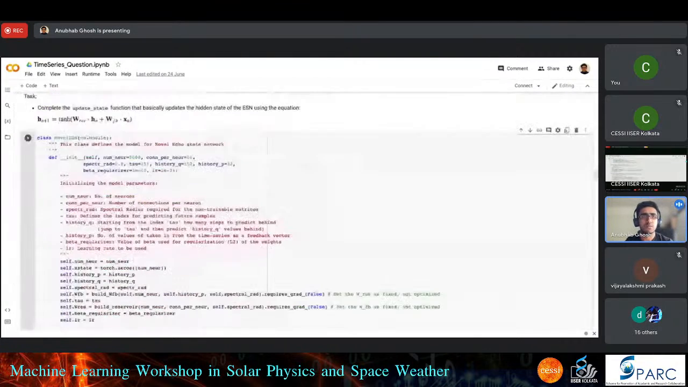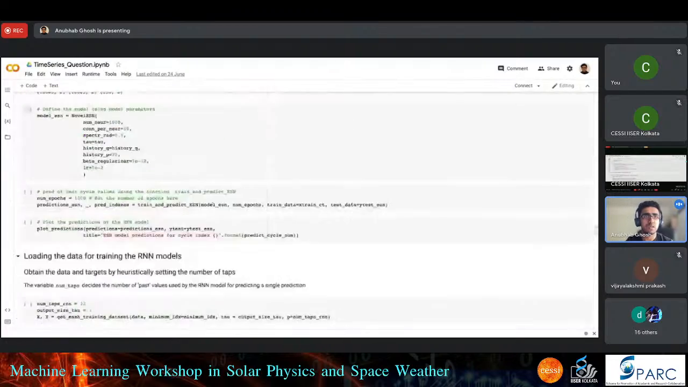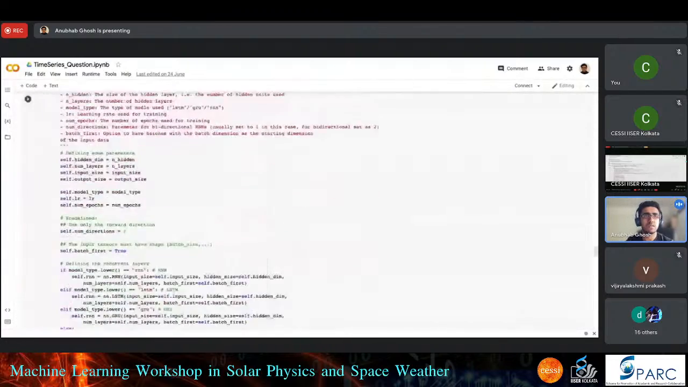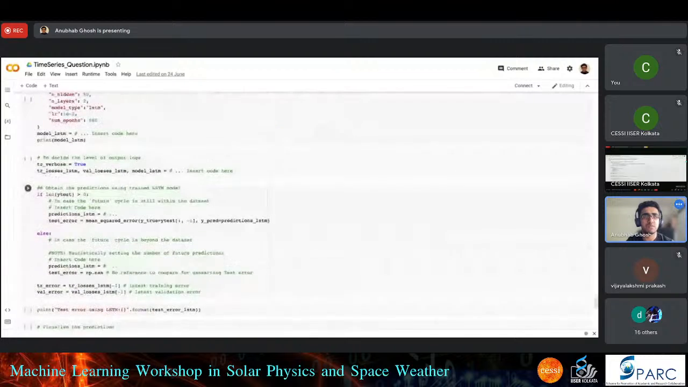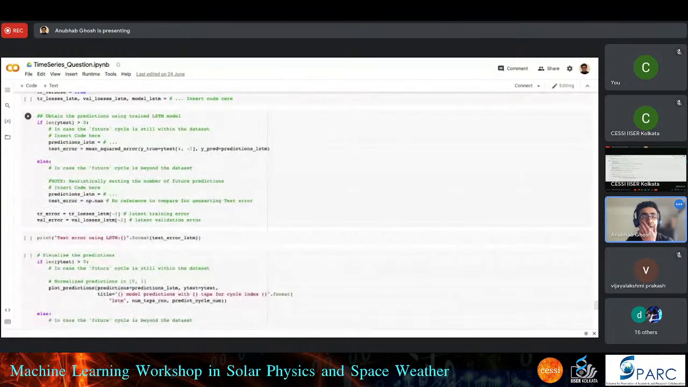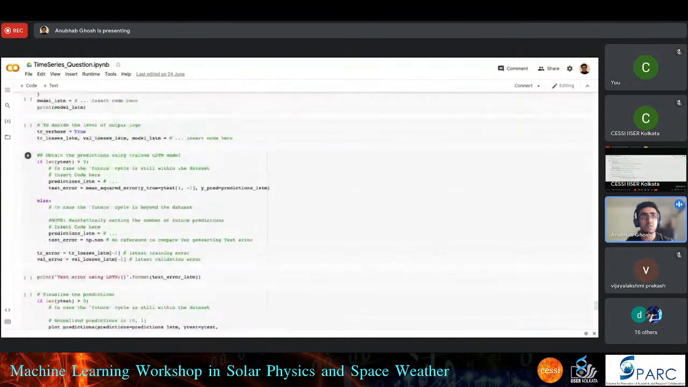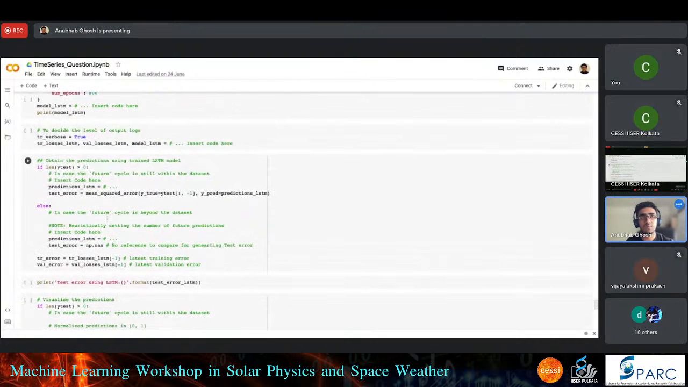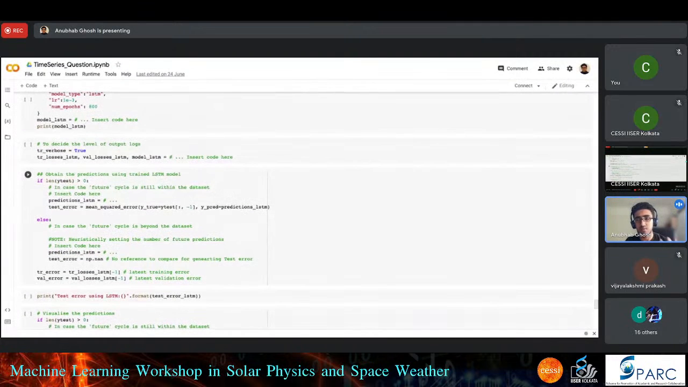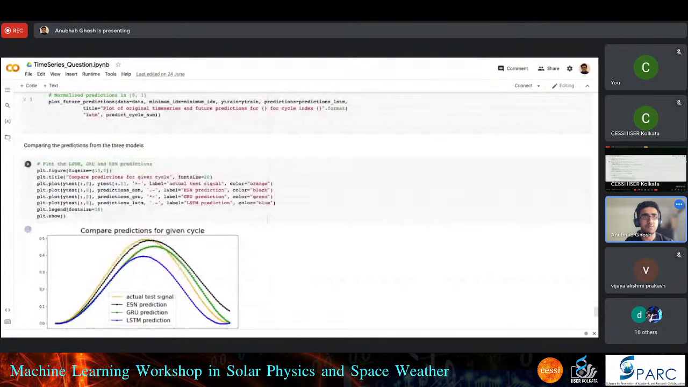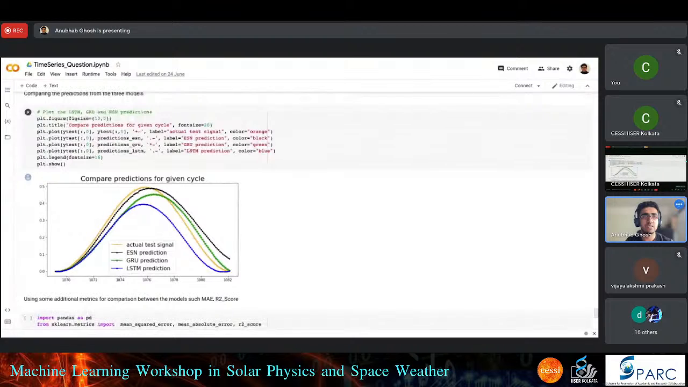So yeah, we were at LSTM. It's the same part, just you have to run it for the LSTM. Again, just coding how to obtain the predictions, but this is similar code that you already did once for the GRU. It's just replicating it for the LSTM. And at the end, if this was the actual test signal that you were supposed to predict, you will see actually a very decent prediction with the ESN.